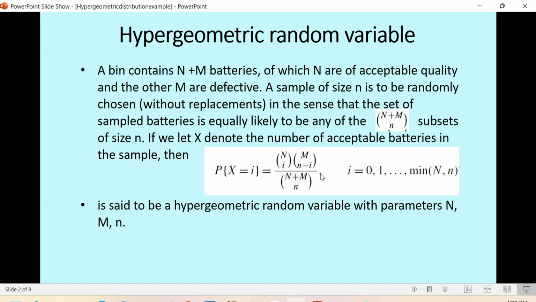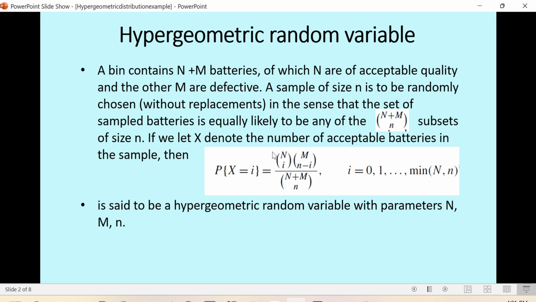This expression is a division. The denominator is the total combination, from N plus M select n. And the combination is the factorial of N plus M, divided by the factorial of n, then divided by the factorial of N plus M minus n, right?